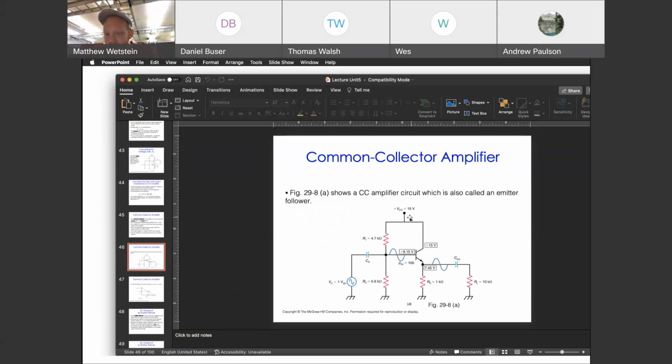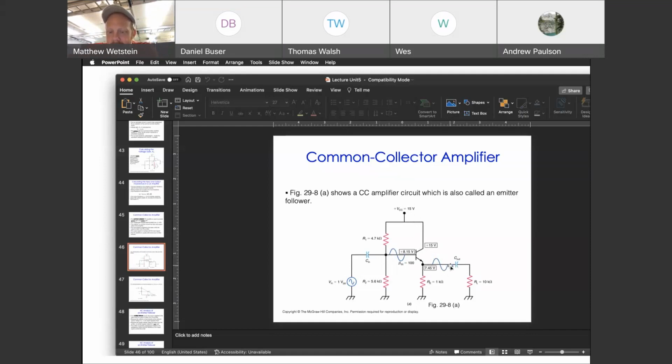You'll notice that the feature of the common collector is the collector is directly attached to the voltage source, which also, by the way, means that it's tied to ground, hence common collector. The collector is tied to our AC reference. One of the things you'll notice is that whatever we put as our input, when it swings up, the common collector swings up. So it's actually in phase.